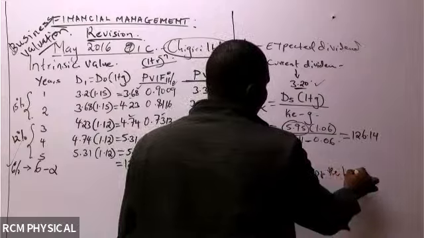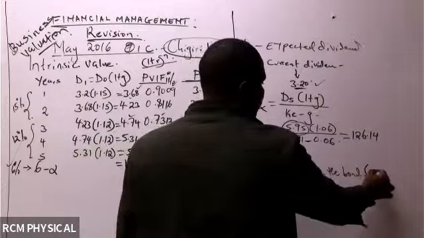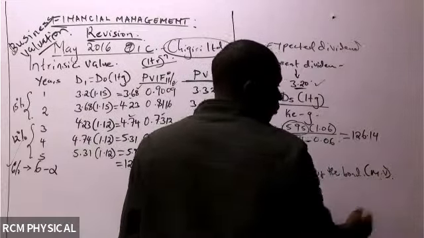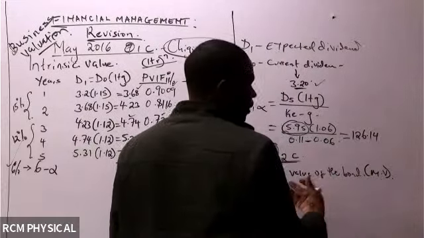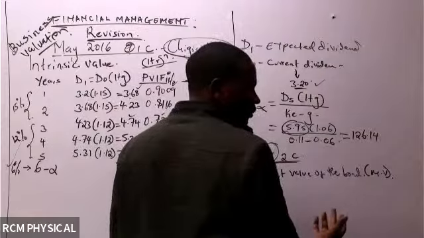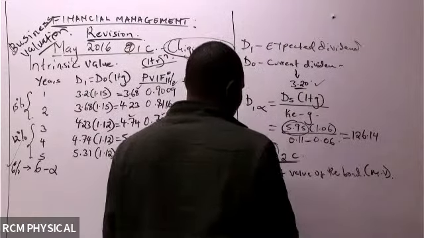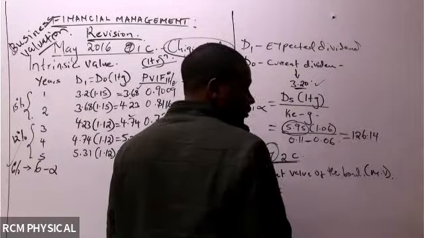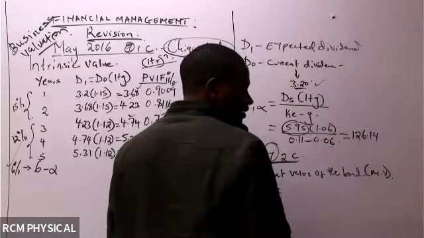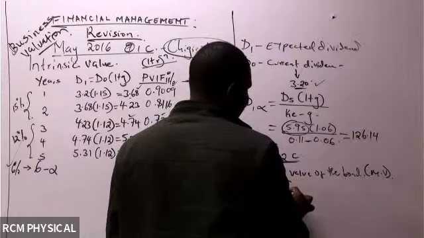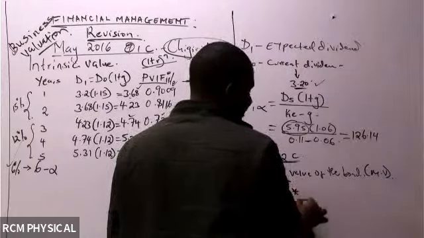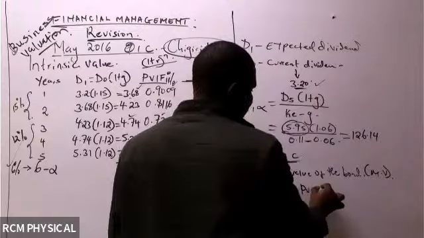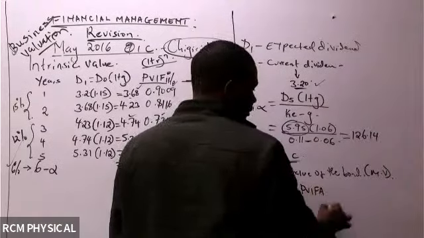So class, at this point, this examiner is trying to ask you the market value of the bond, which is the intrinsic value of the bond. The market value of the bond is given by the formula: interest times PV.